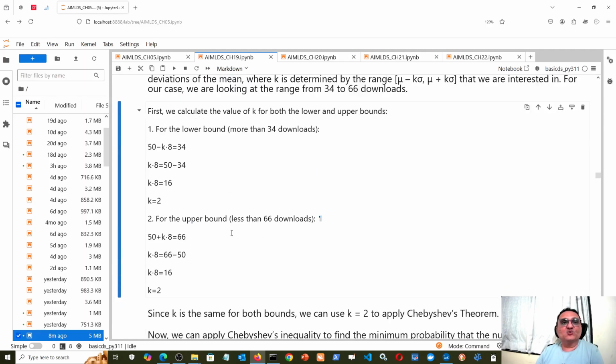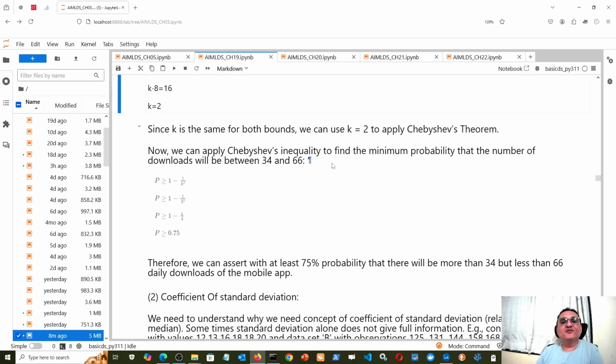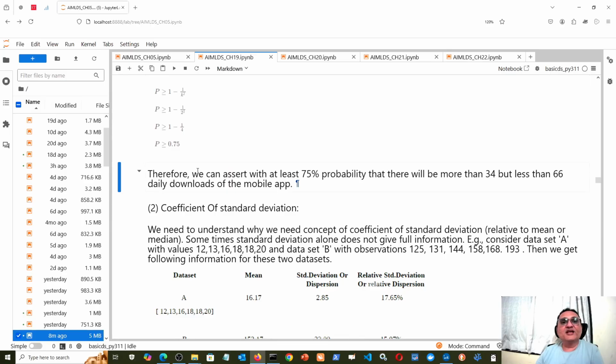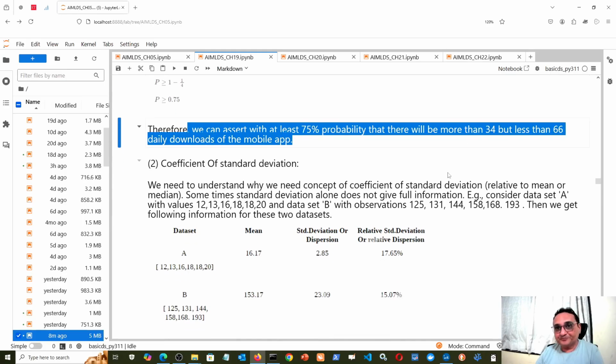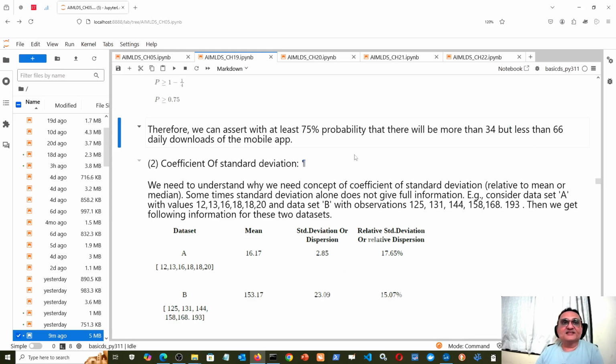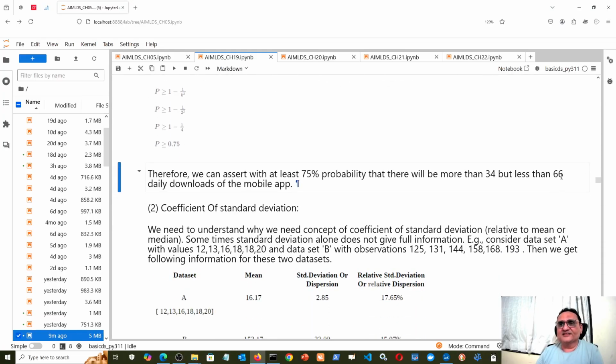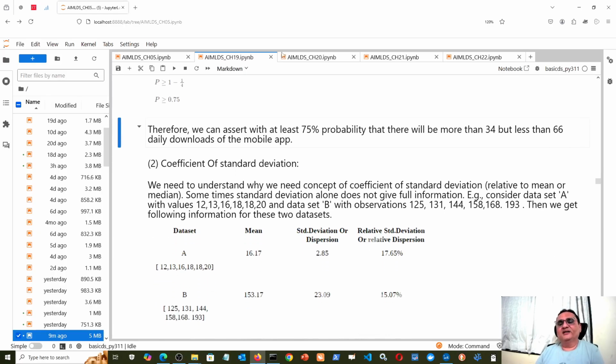So I have found that it is a 2 standard deviation region, and Chebyshev's theorem says that the probability that a new download count for a new 100 days will fall within that region is 1 minus 1 upon k squared. K equals 2, so 1 minus 1 by 4, which is 3 by 4, that is 75%. So we can assert that there is at least 75% probability that there will be more than 34 but less than 66 daily downloads. So you should provide a server which can support, say, more than 34, maybe around 40 for safety, and less than 66. There also you keep it slightly higher, at 70, so that it can support the required number of downloads.